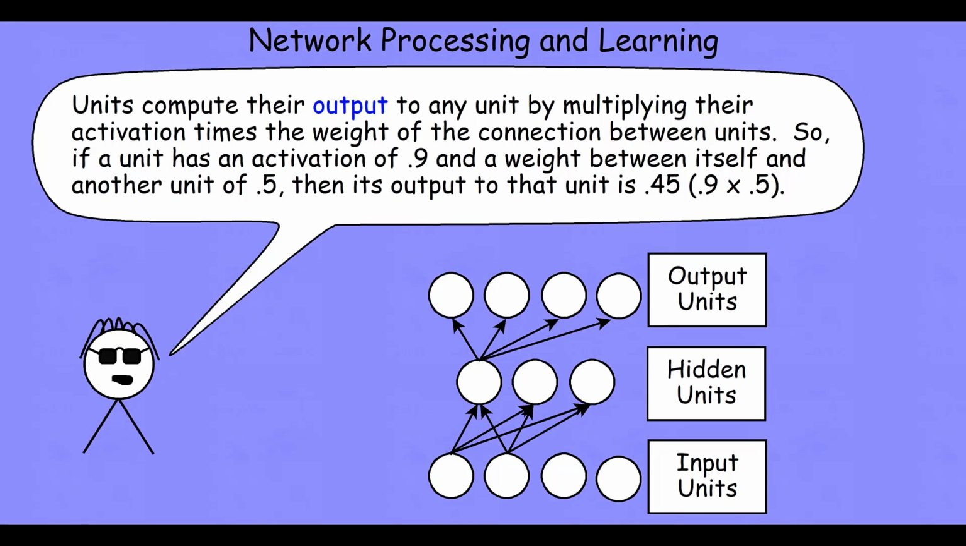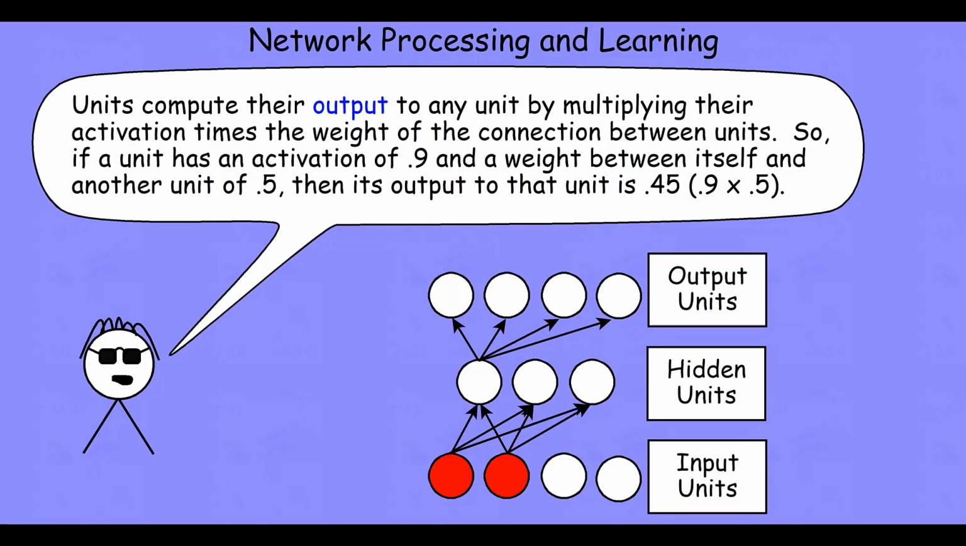Units compute their output to any other unit, right? So notice that this unit is connected to each of the units in the successive layer, here our output layer, and that output is the activation of that unit multiplied by the weight between that unit and the unit it is passing its activation to. So if a unit has an activation, say of 0.9, and a weight between itself and another unit of 0.5, then the output, the activation that it transmits to that next unit, will be 0.45, 0.9 times 0.5.